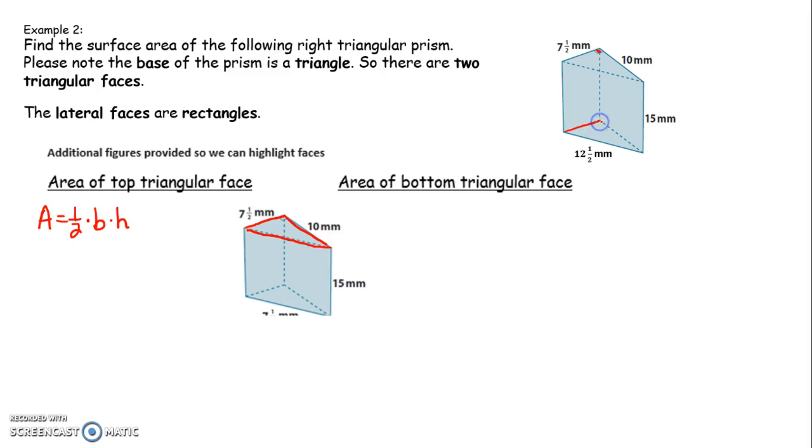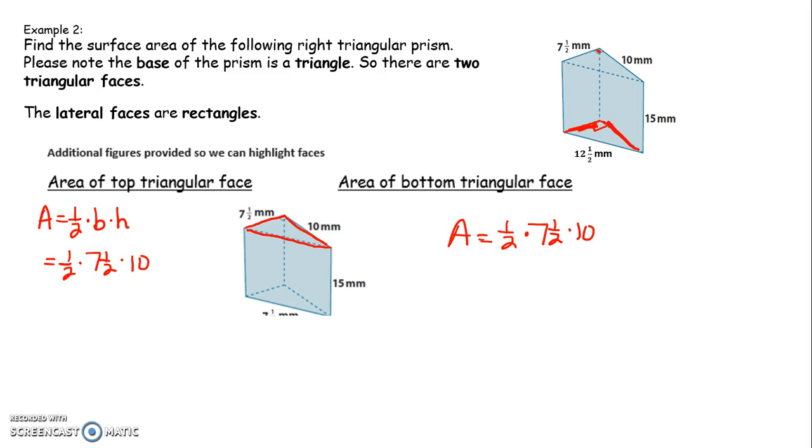For your triangles, the base can be 7.5 millimeters. The height would be your 10 millimeters. So this is 1/2 times 7.5 times 10. And the bottom has to match it. So we can close that figure off. 1/2 times 7.5 times 10, if you want to show work for both.